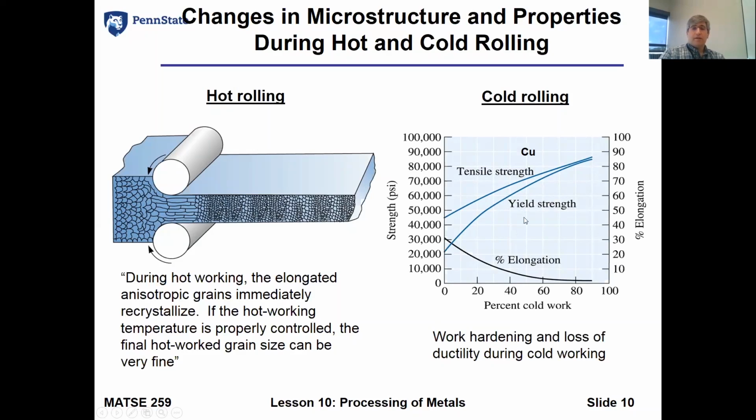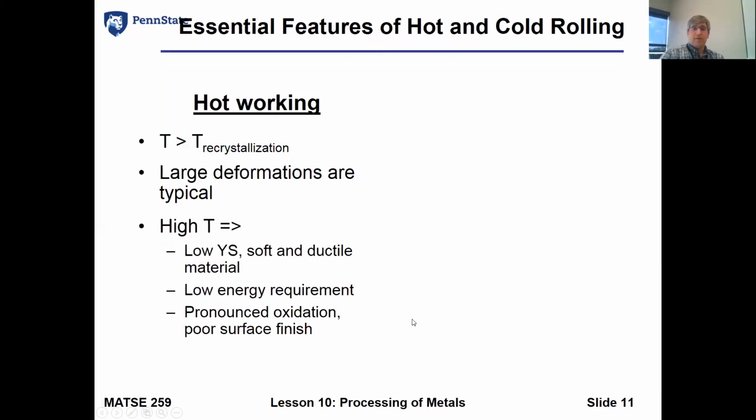Cold rolling, though, tends to be at lower temperatures. What we start to see is this loss of elongation as we start increasing yield and tensile strengths. So, essential features of each: the temperature for hot rolling is greater than the recrystallization temperature. At these high temperatures, you have a low yield strength material that's soft and ductile. So there's a lower energy requirement. I don't need as big of a mill or a press of any type to be able to obtain that same level of deformation.